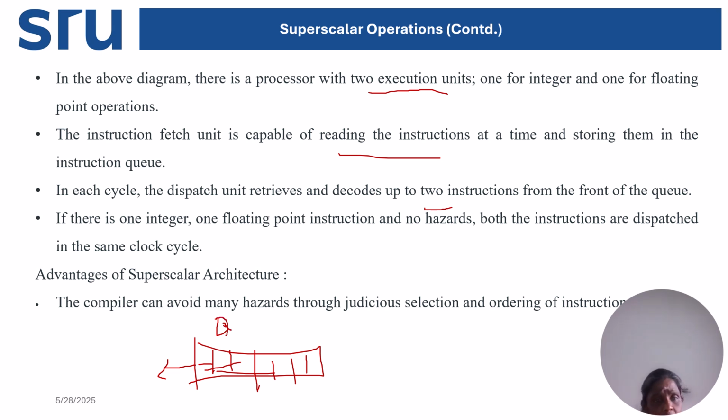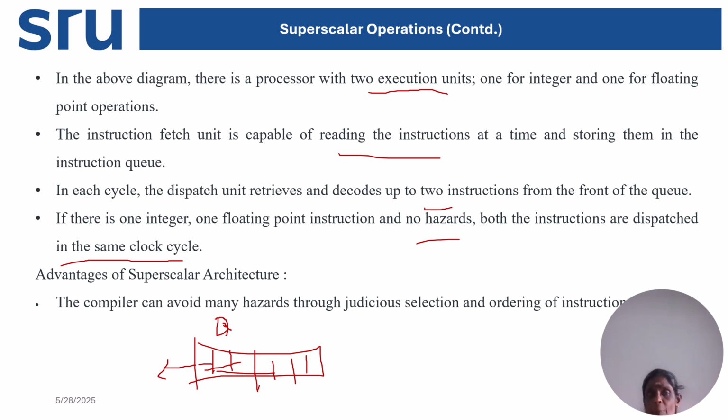Next one, if there is one integer and one floating point instruction and no hazards, both instructions are dispatched in the same clock cycle. So we are assuming that there are no hazards. Hazards are described as data hazard, instruction hazard, control hazard, and structural hazard. If these hazards do not appear, then the two instructions will be executed in the same clock cycle very correctly.